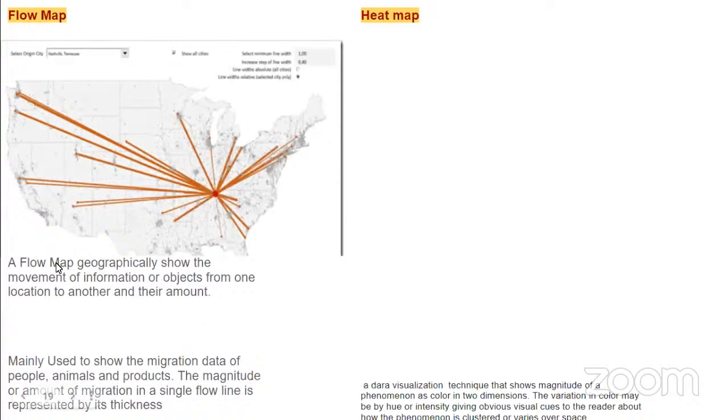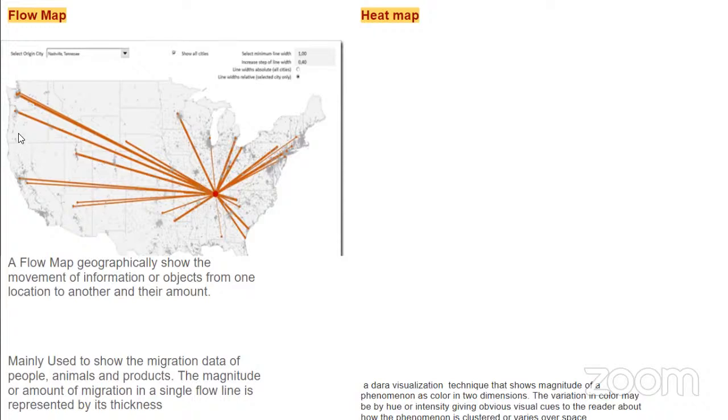The first one is a flow map. A flow map is used to geographically show the movement of information or objects from one location to another one. It's mainly used to show migration data of people, animals, and products. The maximum amount of migration in a single flow line is represented by its thickness. So you see, for example, for this one, this flow map shows a distribution from a hub, from a center, from a distribution location to different other destinations.